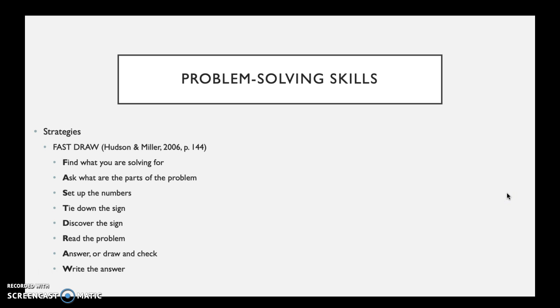So problem solving skills. We're going to look at two strategies, FAST DRAW and SIGN. FAST DRAW is a strategy that is actually broken down for students to easily follow. It stands for find what you are solving for, ask what are the parts of the problem, set up the numbers, tie down the sign, discover the sign, read the problem, answer or draw and check, and write the answer.